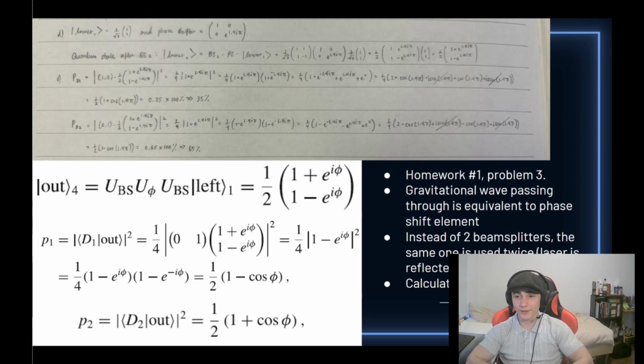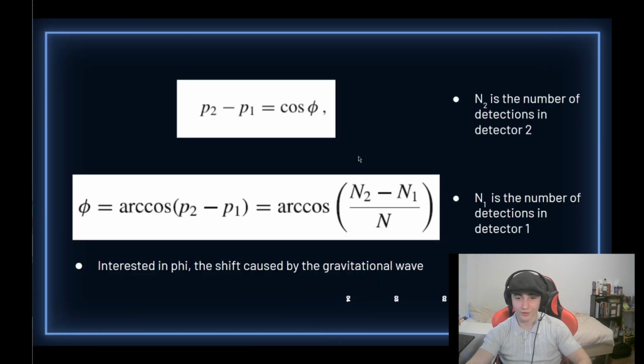This distortion in space is equivalent to a phase shift factor of phi, similar to the Mach-Zehnder interferometer. Therefore, the output state of the photon in LIGO with the presence of a gravitational wave can be described as a matrix with a phase shifter factor e^(iφ). To determine phi, we first calculate the probability of detector 1 and 2 using the Born rule, which we can also see here. And also we note that these calculations are the exact same, or almost identical, to what we did in homework 1 question 3.